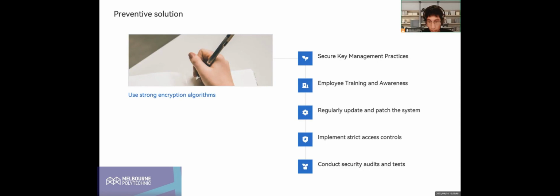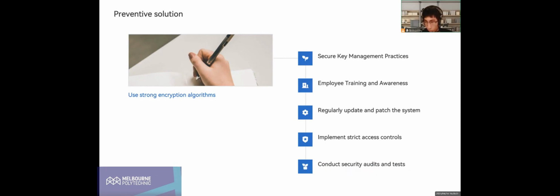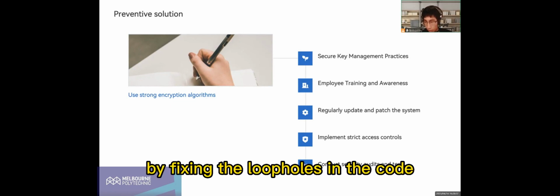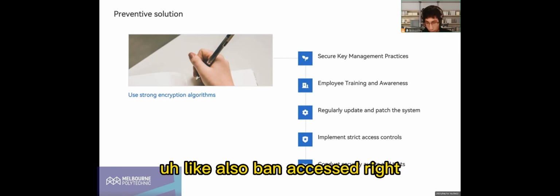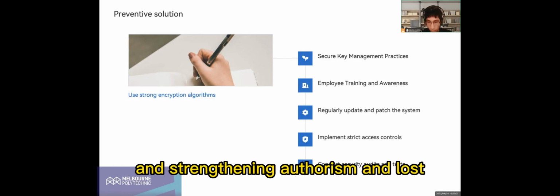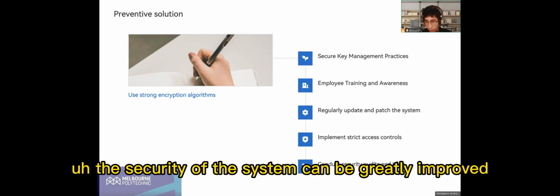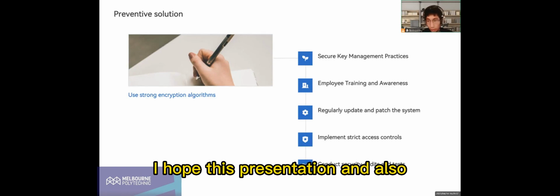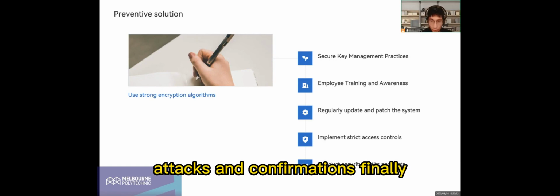To sum up, it is a common security threat for attackers to exploit loopholes or weaknesses in the code to attack. By fixing the loopholes in the code, regularly updating software and libraries, restricting access rights and strengthening authorization, the security of the system can be greatly improved and similar attacks can be prevented. I hope this presentation and explanation can help you understand attacks and their countermeasures.